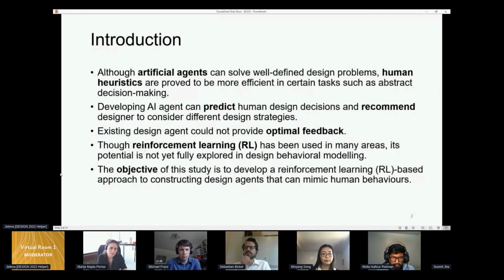At the beginning, I will discuss the artificial agent. We know artificial agents are capable of solving well-defined design problems, but research shows that humans can perform well in tasks like abstract reasoning or finding intuitive explanations for design decisions. Therefore, there is significant potential to partner human design thinking with state-of-the-art computational algorithms in a human-AI collaboration framework. Existing design agents developed using deep learning techniques or any other method could not provide optimal feedback.